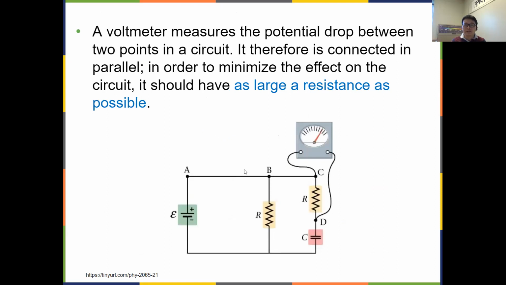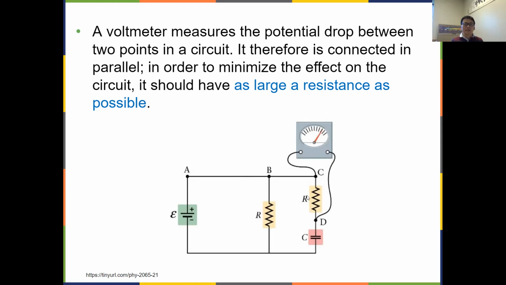For a voltmeter, you are measuring the voltage across a particular element, for example a resistor here. In that case, the voltmeter is parallel to that resistor. As the current goes into junction C, it will split into two: one to the resistor, I_R, and the other to the voltmeter. If the resistance is smaller, most of the current will go into that branch; if the resistance is large, very little current will go through that branch. In this case, you want most of the current to still go through the element, so the resistance of the voltmeter should be very large, as large as possible, so that it does not disturb the circuit itself.